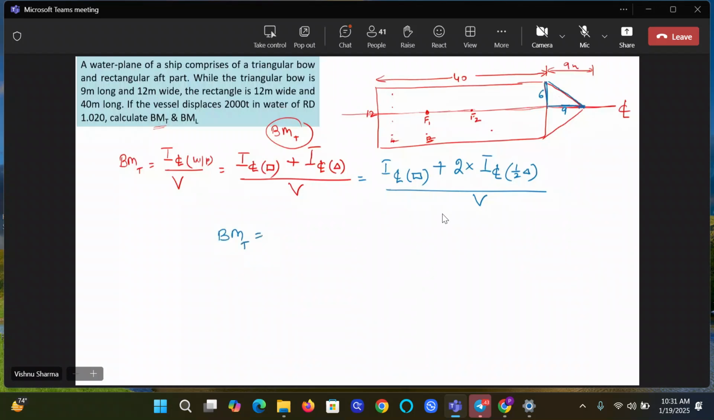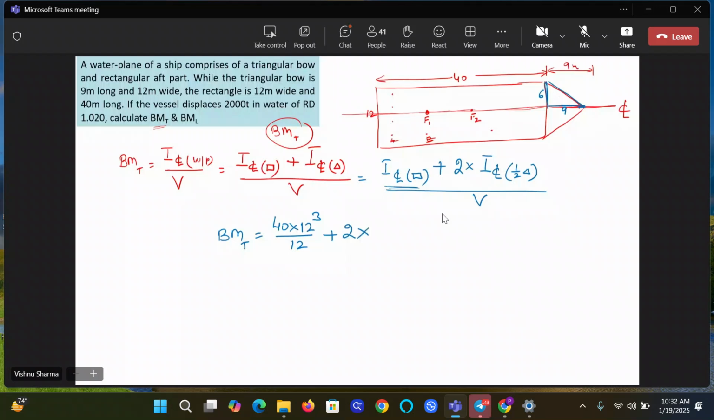Now don't tell me L B. Give me the value, what to multiply, what to cube. Look at the diagram and tell me, for the rectangle, ICL of the rectangle, how do I get it? Speak up. 40 into 12 cube by 12. Very good. 40 into 12 cube by 12 plus 2 into, what is the ICL of the half triangle? Somebody gave the formula. Now give me the values so that you can identify the correct things.